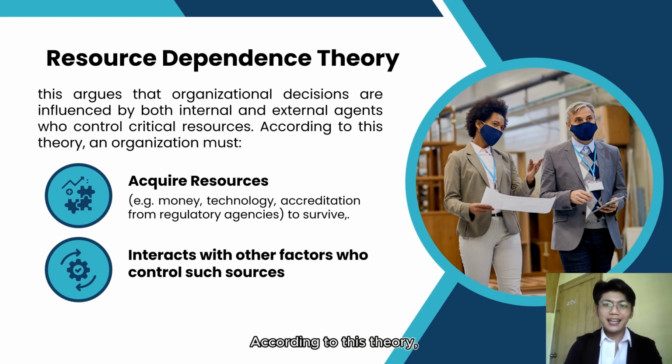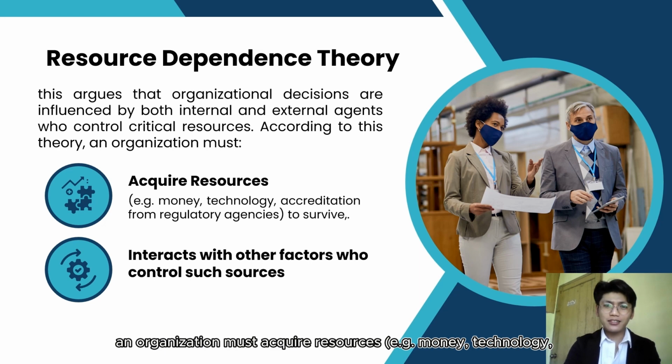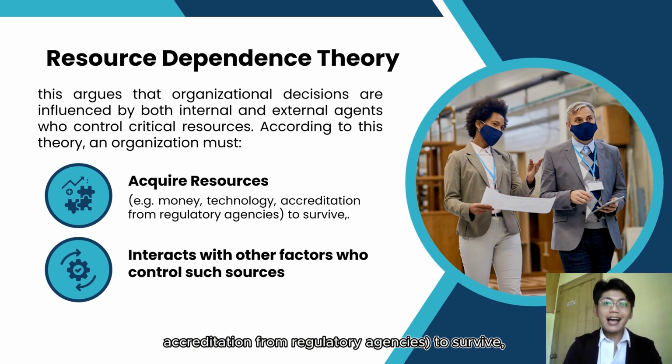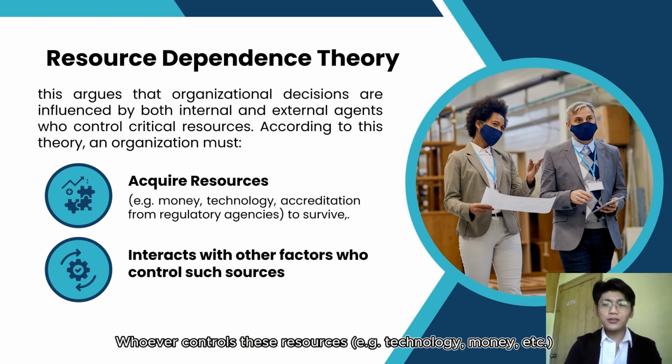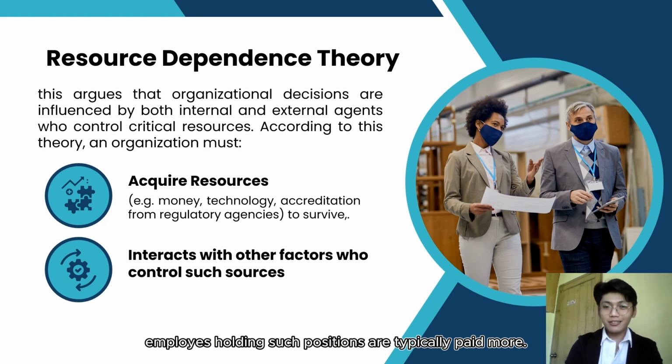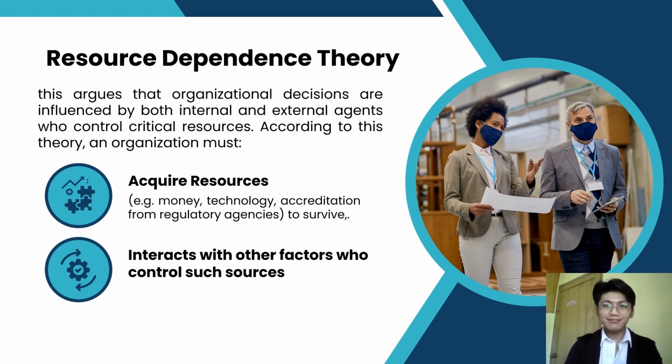According to this theory, an organization must acquire resources, for example, money, technology, and accreditation from regulatory agencies, to survive, and it interacts with other actors who control such resources. So whoever controls these resources, for example technology or money, has a considerable influence over the organization, because positions that secure valuable resources are more important than those that do not. Employees holding such positions are typically paid more.